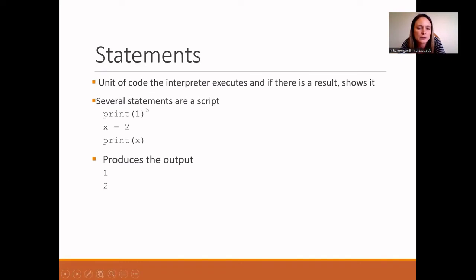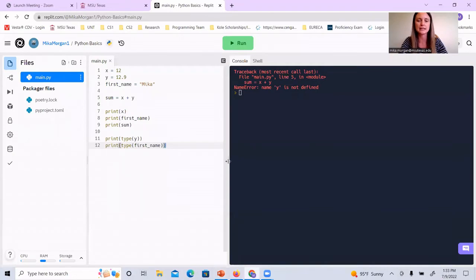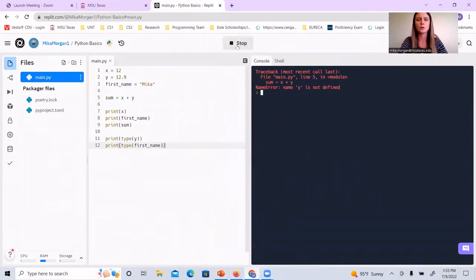If I tell it to, yeah, we've seen this before. So this would print out a 1 and then print out a 2. You can change the data that is stored inside of a variable. That's an important concept, right? Just like in math, when you have a variable and the information inside of it can change, we can use the variable x to represent lots of different numbers, right?